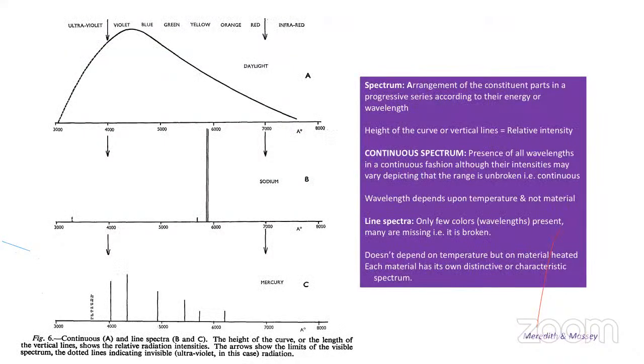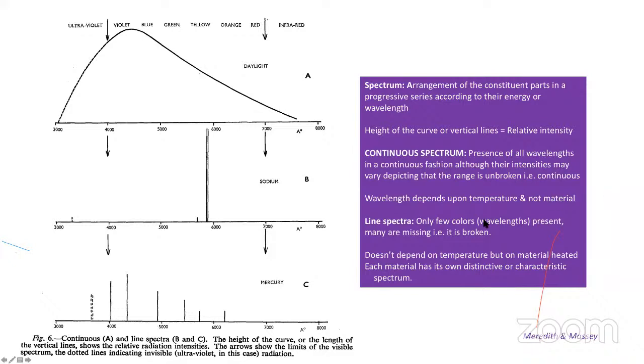So what is a spectrum? This upper graph A shows a continuous spectrum, and lower down you see several multiple vertical lines. The height of the curve or the vertical lines tells us about the relative intensity of the radiation. In a continuous spectrum, all the wavelengths are there in a continuous fashion, but their intensities may vary. That's why it depends where the peak is. Suppose you are heating something, the wavelength will depend on the temperature and not on the material.